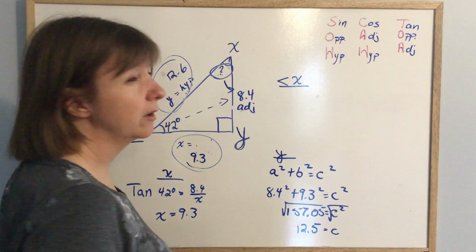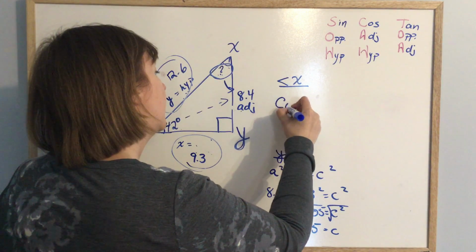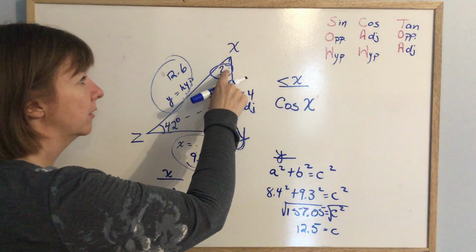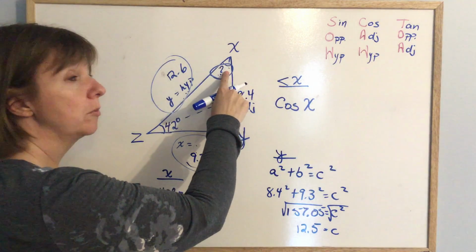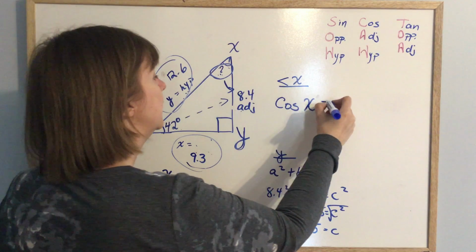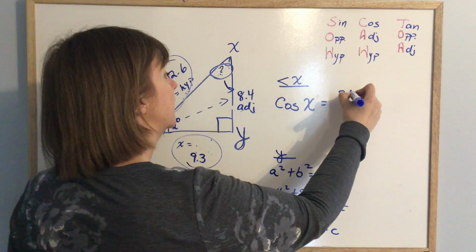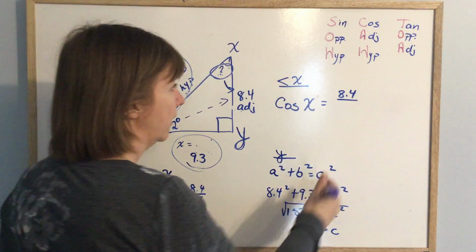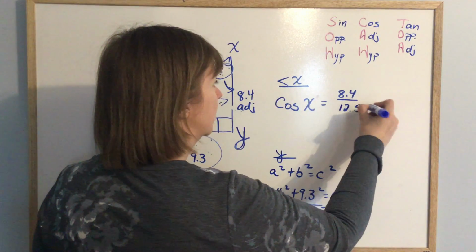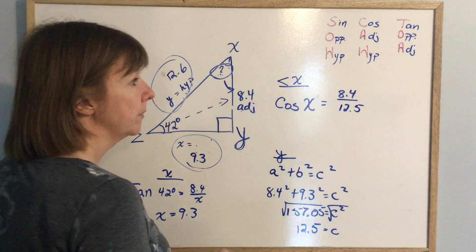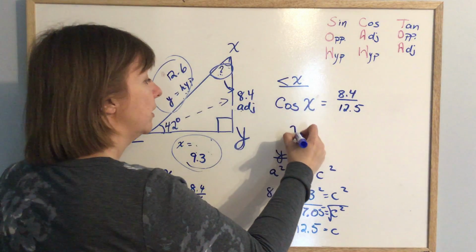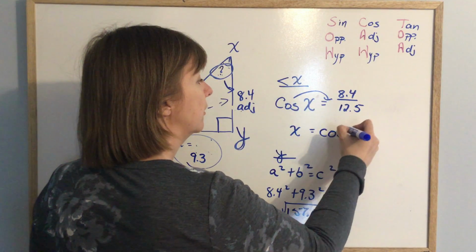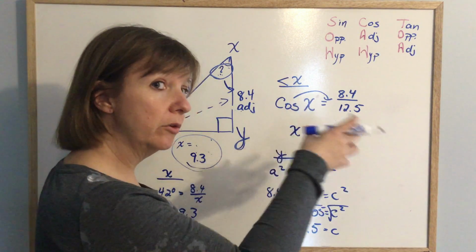I'm choosing cos because I don't think I've used it yet. So I would say that cos of angle X, starting from this angle, which I don't know, is the adjacent side, which is 8.4, over the hypotenuse side, which is 12.5. When you're trying to figure out an angle, I'm going to move the cos over here, but it becomes arc cos. It's that cos to the -1.